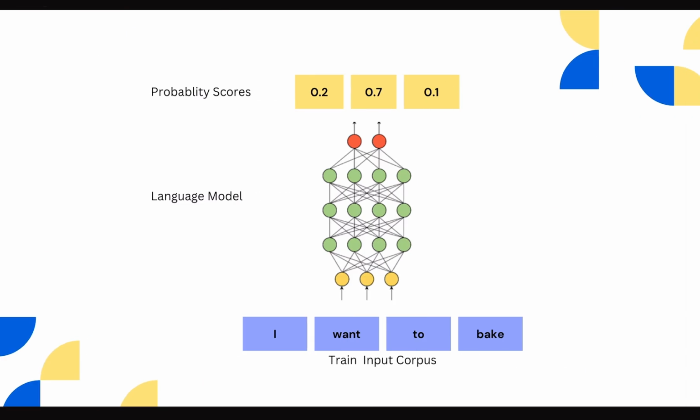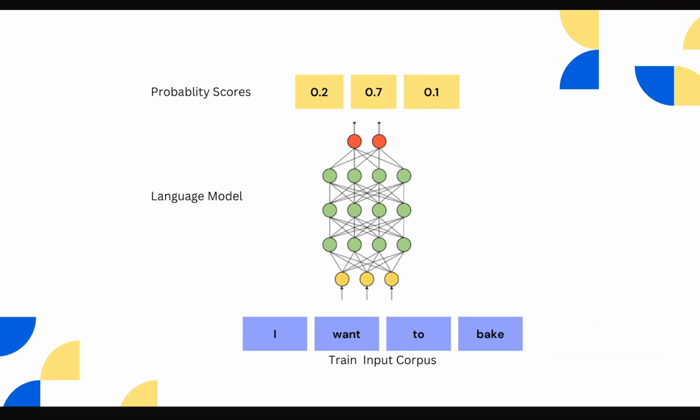The game changer is probability, right? If I have a word I, another word want, another word to, another word bake, this makes a sentence: I want to bake. Can I predict the next word after bake given a sequence of words? This is called a sequence. I can say I want to bake tomorrow, right? That could be an answer.